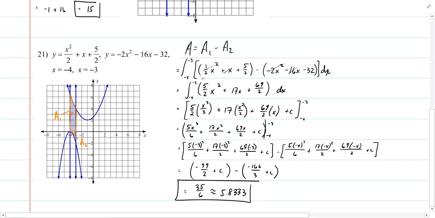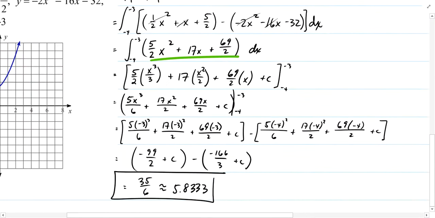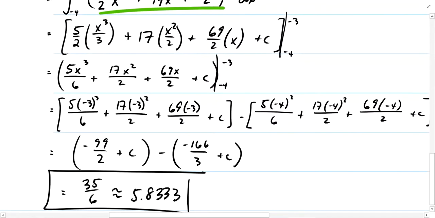So here's the area 1 function, and I wrote 1/2 x squared instead of x squared over 2. So this original A1 function, the A2 function, subtracted and combined like terms. And now when I find the antiderivative of this expression using the same techniques as before, albeit a little bit more difficult because of the fractions involved, but still the process is the same. We can find the antiderivative, simplify, and evaluate at two different values, -3 and -4.